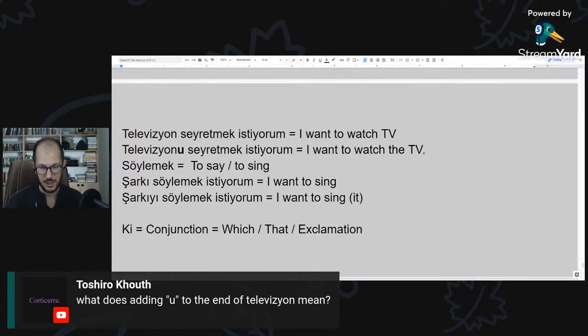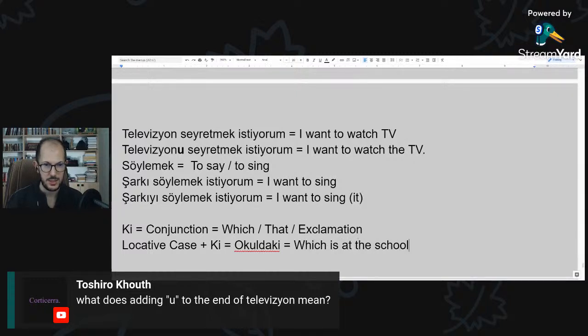Sometimes we have some combinations like the locative case plus the ki suffix, which means daki. For example, okul, okuldaki, meaning which is at the school. So you can see here that the ki is not affected by vowel harmony. Why? The a and the e sounds are different categories. The a is a back vowel, the e is a front vowel. So if there's one variation, then usually it doesn't get affected.